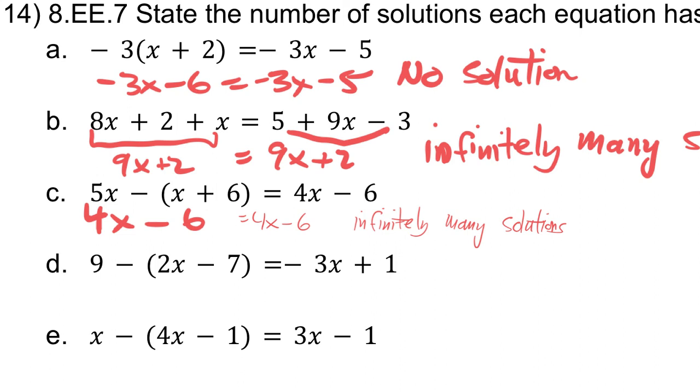And then we have 9, what? This is negative 2x, and then we have 9, and then minus negative 7. So it's 9 plus 7, which is 16. So plus 16 equals negative 3x plus 1. Both these coefficients are different, and the constants are different, so that is one solution.